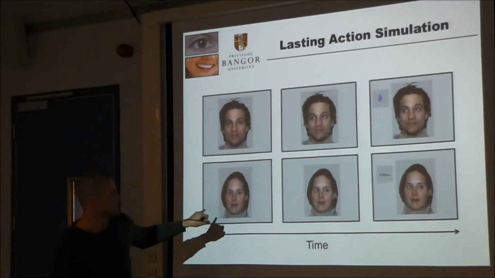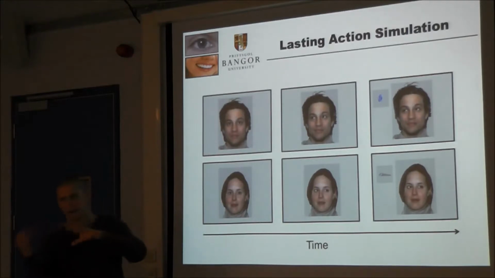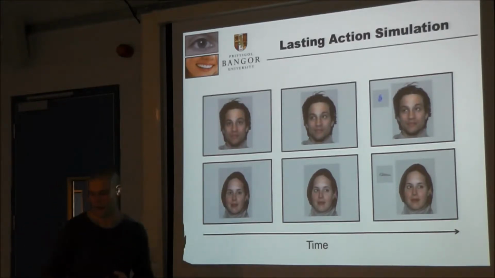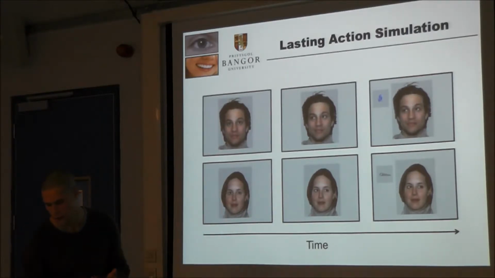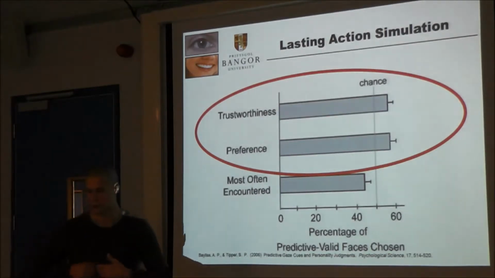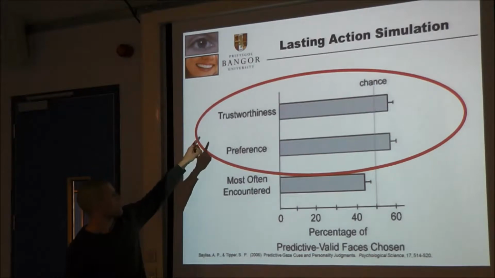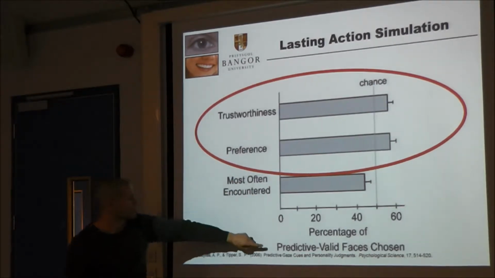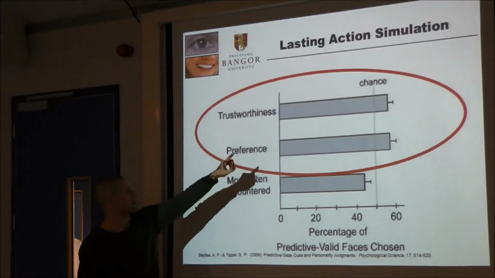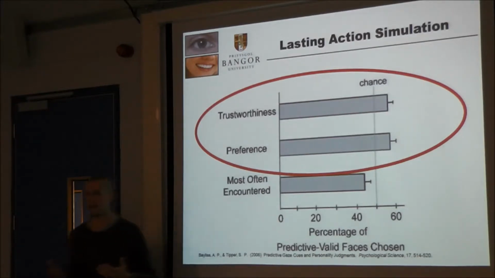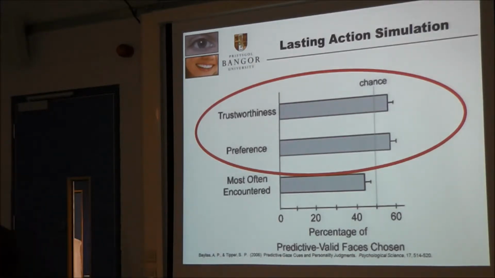One of them will always be a predictive invalid face, one of the faces that looks in the wrong direction. And they're asked things like which one of these faces is more trustworthy, which face would you prefer to see. And this is a plot of the choices of predictive valid faces. So basically, the predictive valid faces are significantly more likely to be chosen for being more trustworthy or for the participant preferring to look at them.